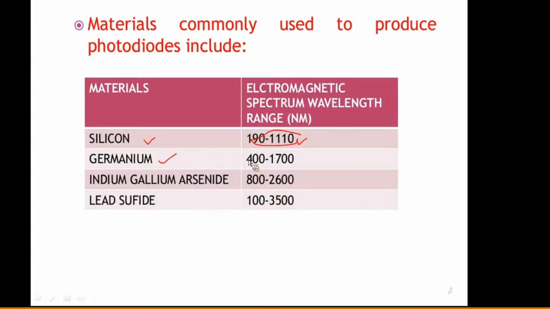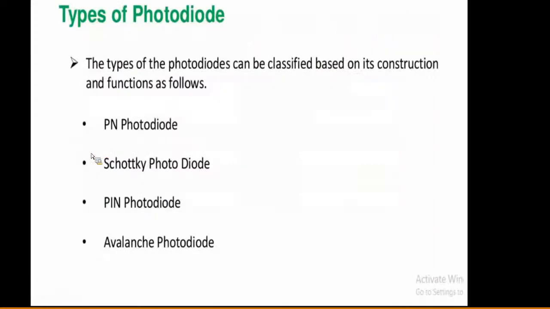Now, for the germanium device, what is the wavelength range? 400 nanometers to 1700 nanometers. Indium gallium arsenide, which is one type of material, for this material, 800 to 2600. Now, lead sulfide, it is 100 to 3500 nanometers. Now, remember this wavelength for the different types of materials. But try to remember only these two materials, silicon and germanium, because our basic semiconductors are silicon as well as the germanium materials. Now, what are the different types of photodiodes?